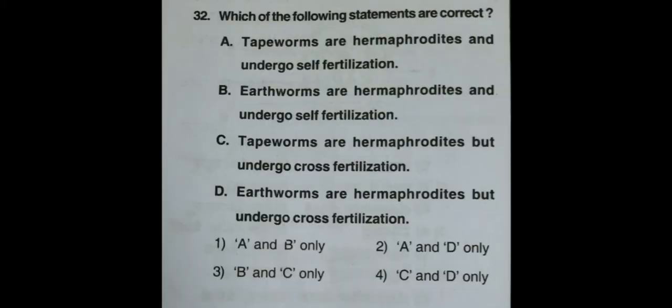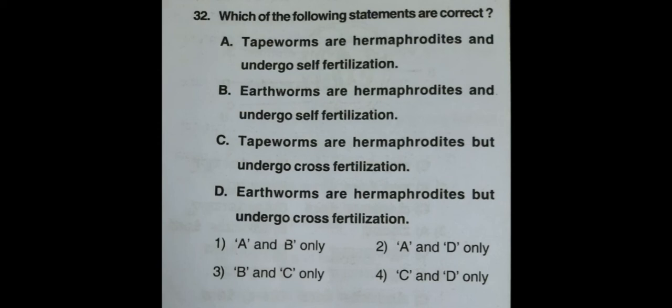Which of the following statements are correct? Tapeworms are hermaphrodites and undergo self fertilization. Yes, this is correct. Earthworms are hermaphrodites and undergo self fertilization. Tapeworms are hermaphrodites but undergo cross fertilization. Earthworms are hermaphrodites but undergo cross fertilization. Yes, this is also right.